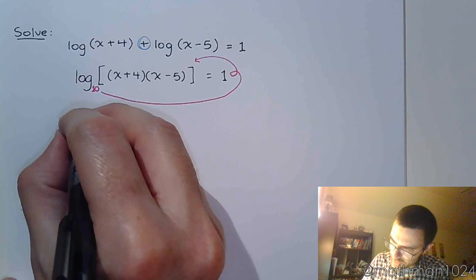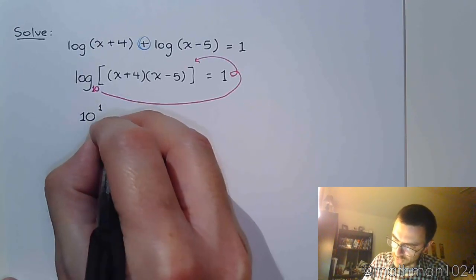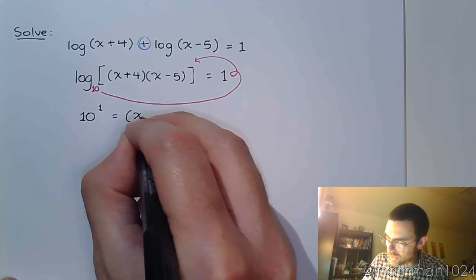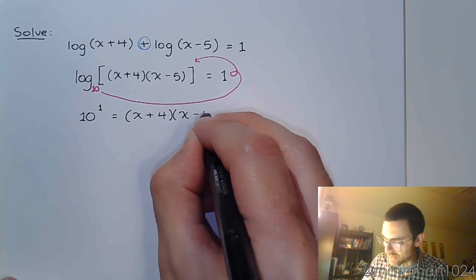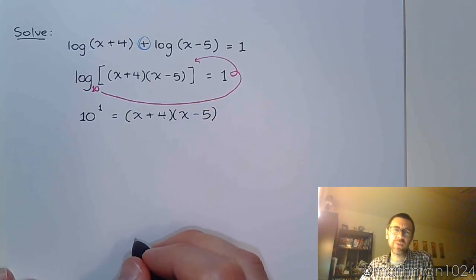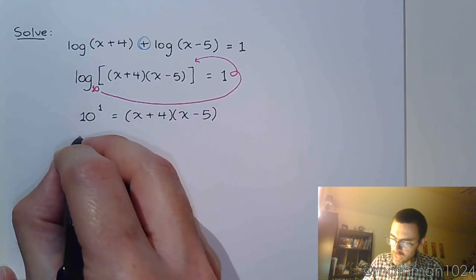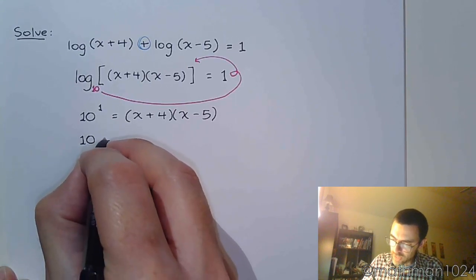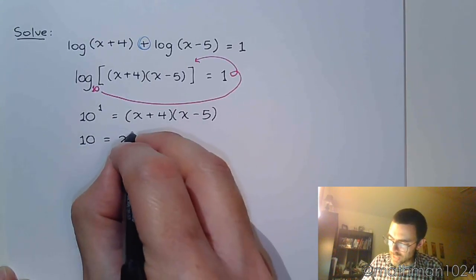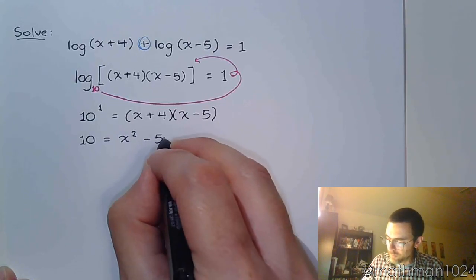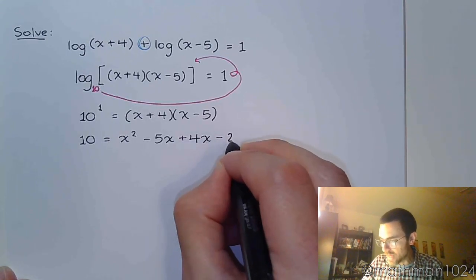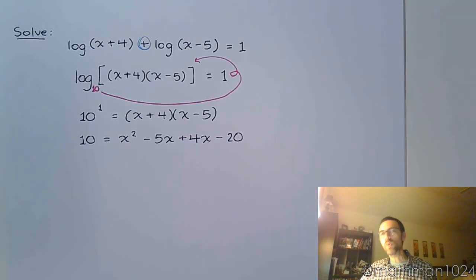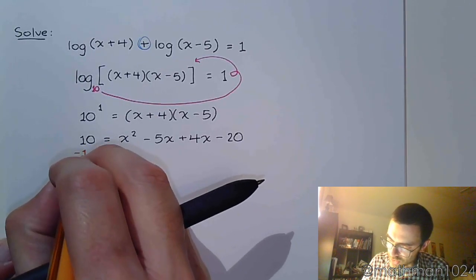So that means that 10 to the first is equal to the expression inside the logarithm, x plus 4 times x minus 5. And so now we have to work this out. 10 to the first is 10. And I need to FOIL this. I get x squared minus 5x plus 4x and minus 20. So I see it's quadratic. Again, I'm hoping that this is something that factors. So let's move the 10 to the other side and see what we get.